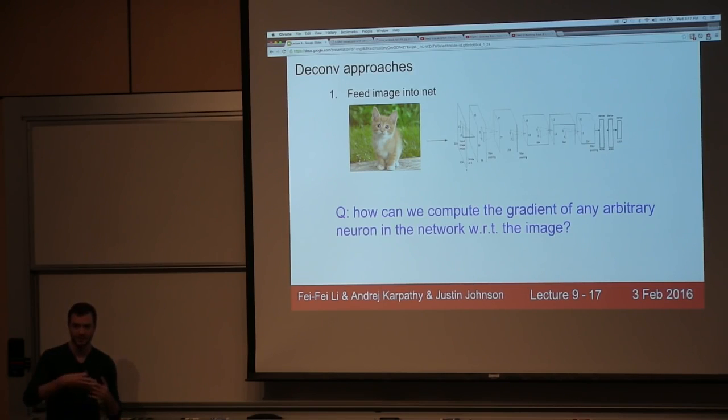Say you're working on your assignment and you have your forward, backward, your layers. What is a practical, easy way to actually compute this gradient with respect to any arbitrary neuron?